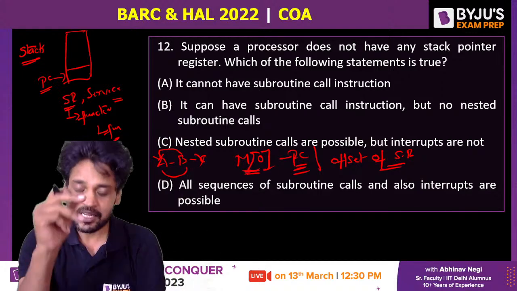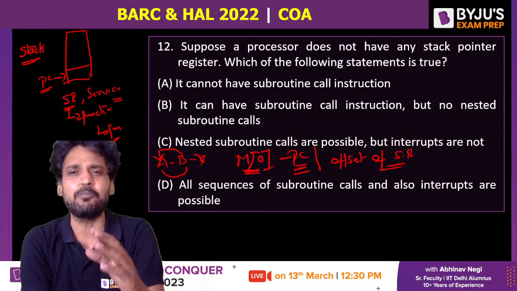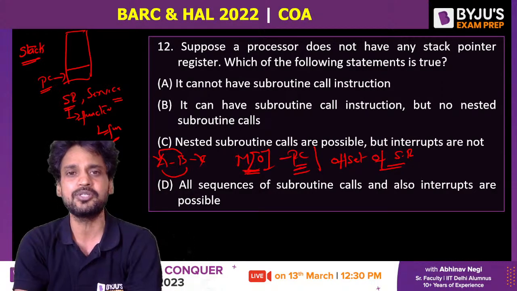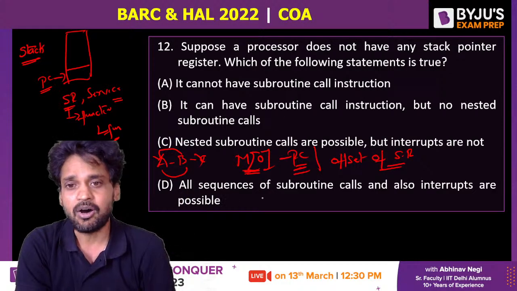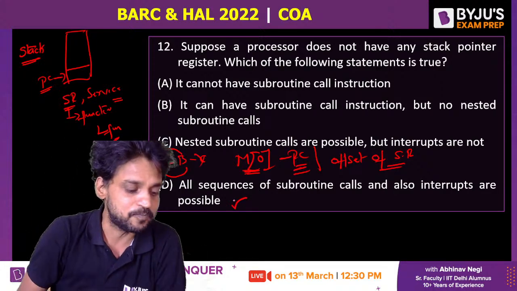If you are provided with a stack, being a programmer, you will be very happy because you don't need to go for any complexity. But if the stack isn't provided, can't you execute a program? You will be able to, because we are provided with several other possibilities. So all the sequences of subroutine calls, and also interrupts, are possible. D is the correct option.